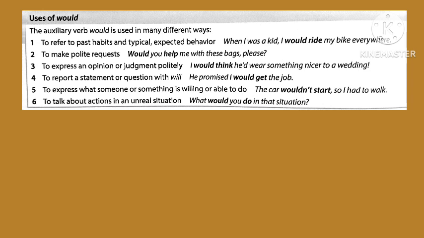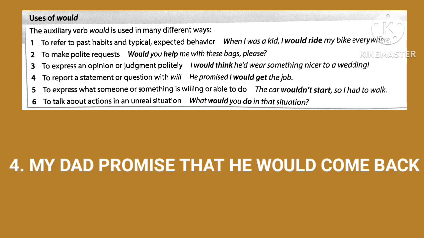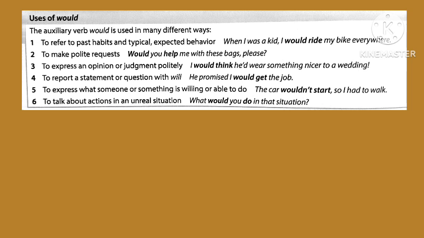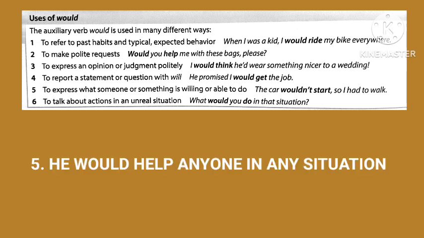Point number 4 says to report a statement or question with will. An example would be, my dad promised that he would come back. For point number 5, we have to express what someone or something is willing or able to do. An example would be, he would help anyone in any situation.